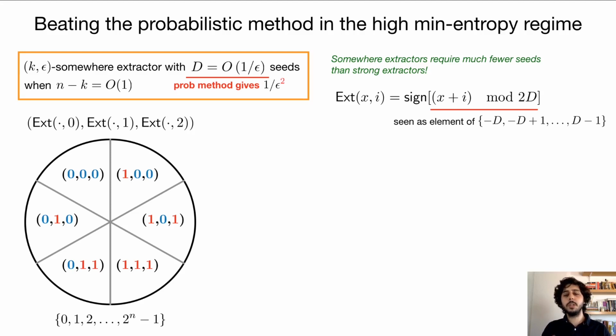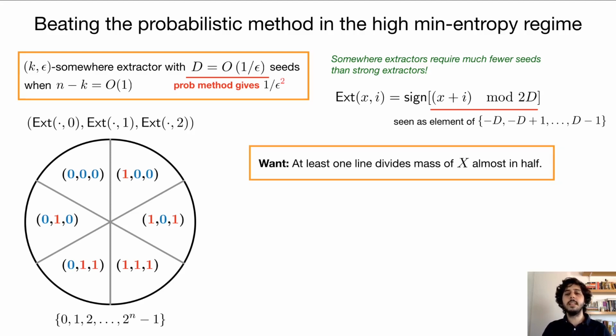So what we want to show intuitively is that if we take an arbitrary k-source x, there exists at least one line from the ones we see here that divides the mass of x almost in half. So this happens if the number of seeds is large enough. So what we show, first of all, naturally we can just define the bias of the ith line to be just the difference in the probability mass of x on either side of the line.